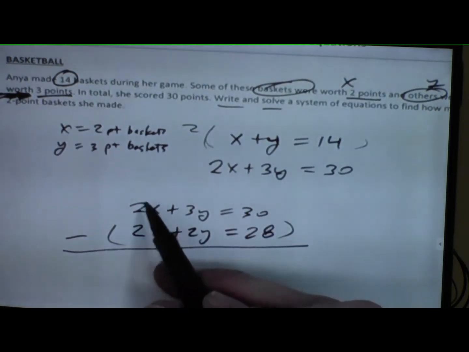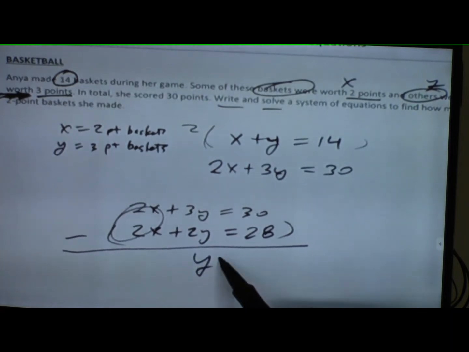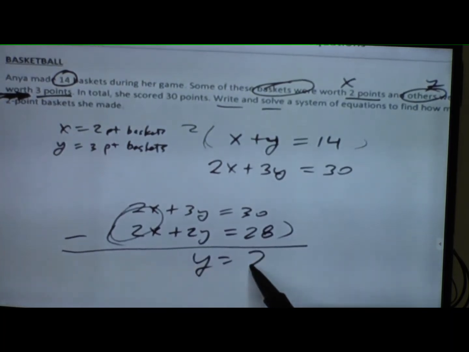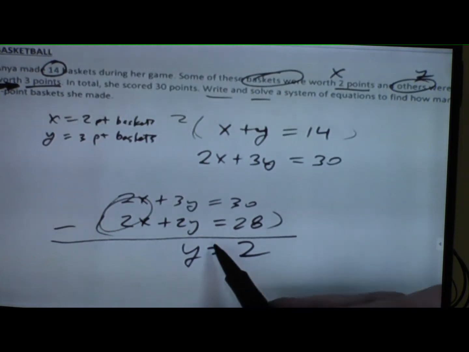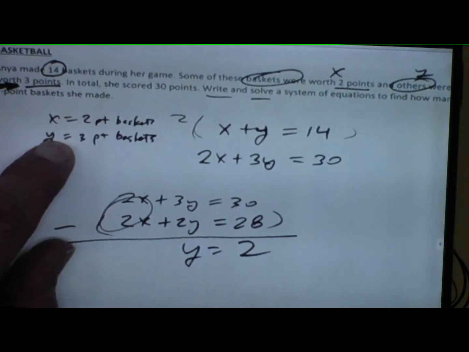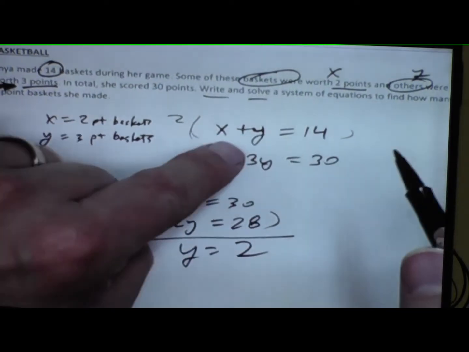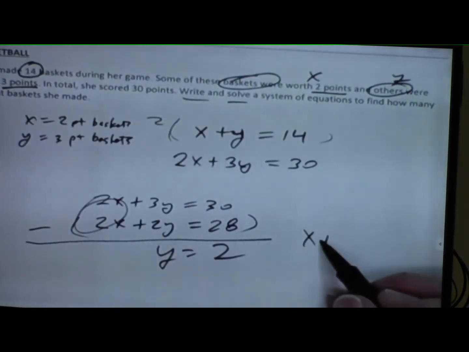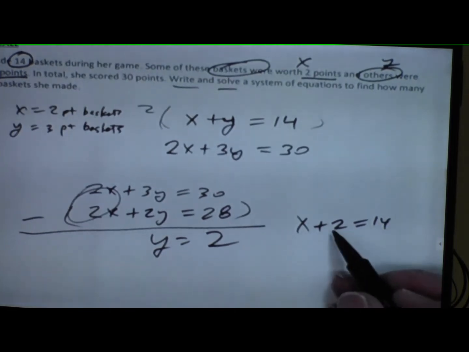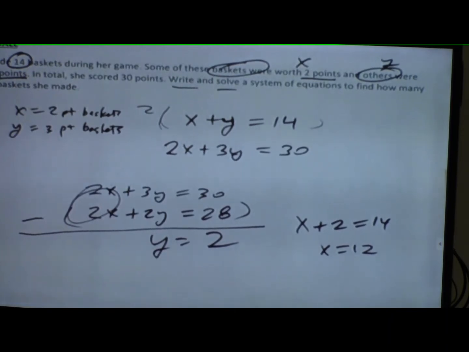So here I'm going to subtract: 2x minus 2x, those are gone. 3y minus 2y, there's only 1y. 30, take away 28, there's 2 of them. Y equals 2. She only made 2 3-point baskets. So let's figure out the x and then let's see whether or not that makes sense. So if there were only 2 of these, let's come back up here. That means x plus 2 is equal to 14. Subtract 2, that means there were 12. That's saying that there were 12 2-point baskets and 2 3-point baskets.